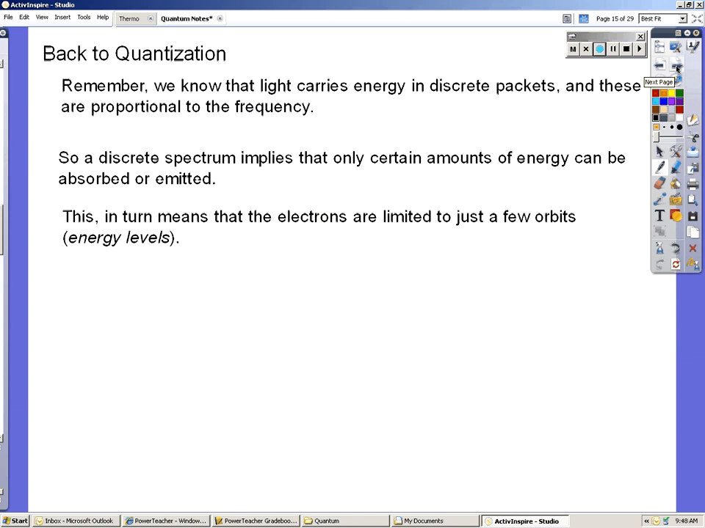So back to quantization. Remember, we talked about quantization before. We said that light carries energy in discrete packets called quanta or photons, and they're proportional to the frequency. Remember, the energy of a photon equals Planck's constant times the frequency of that photon. Because of that, the discrete spectrum with only certain colors implies that only certain amounts of energy can be emitted at a time. And that means the electrons are limited to just a few energy levels. And when an electron moves from one energy level to another, it emits light.